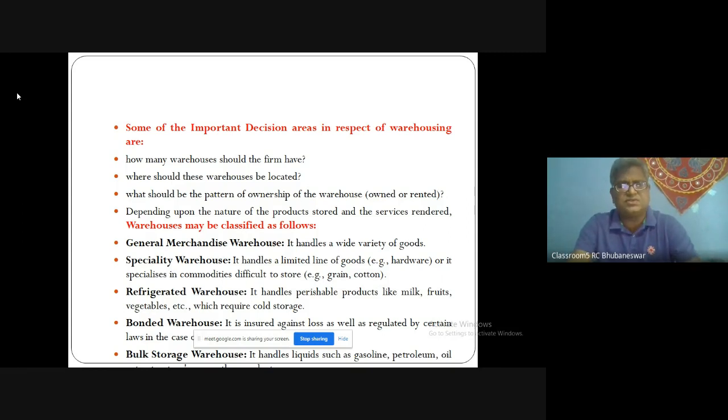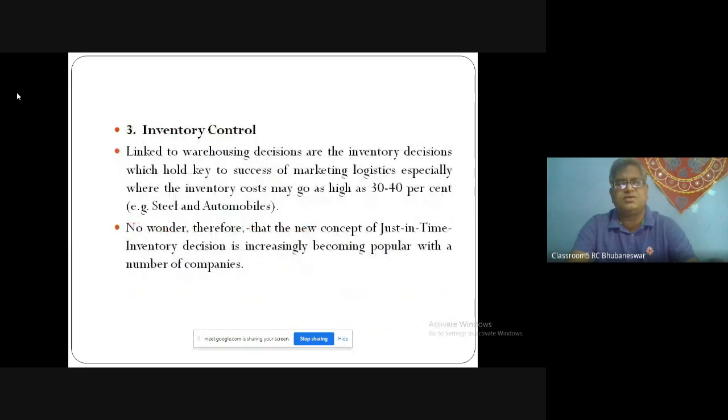In a merchant warehouse, a wide variety of goods can be stored. In a specialist warehouse, goods such as cotton and grain can be stored. A hardware warehouse stores a limited line of goods. A refrigerated warehouse stores milk, fruits and vegetables; these are called cold storage. A bonded warehouse abides by certain laws and is insured against them. In a bulk storage warehouse, petroleum products, oil and natural gas products can be stored.